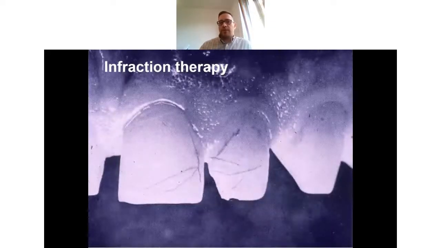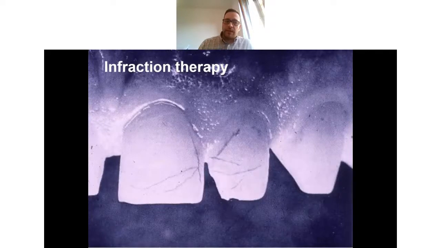Okay, so talking about the therapy, now we're supposed to go to therapy. Let's start from the smallest injury that may happen on hard dental tissue. So, infraction of the teeth. Infraction is something that is rare. Actually, it's not rare. It's quite common.